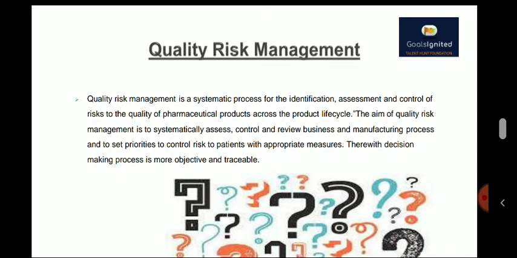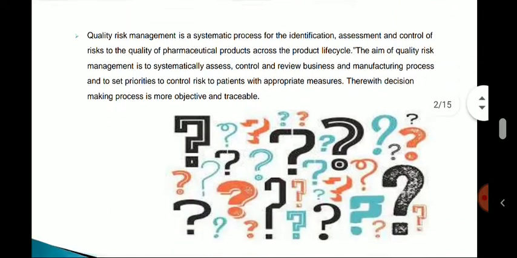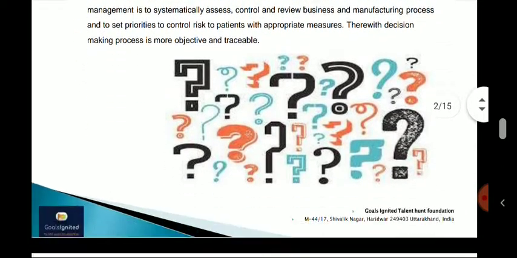Systematically assess, control, and review business and manufacturing processes, and set priorities to control risk to patients with appropriate measures. Therewith, the decision-making process is more objective and traceable. So this is the definition of quality risk management.